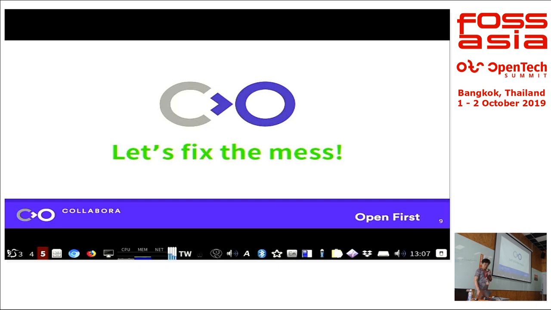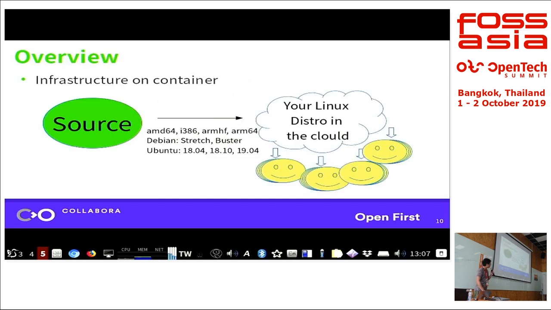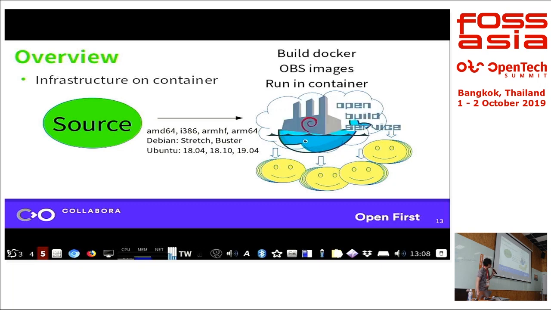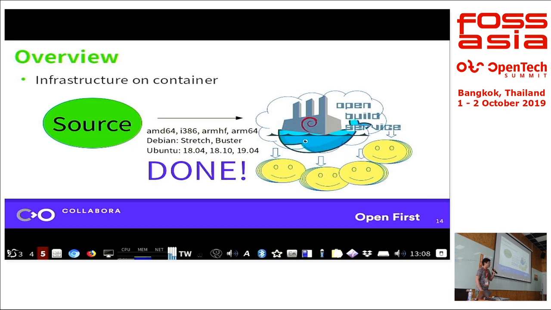We found a solution from openSUSE, which developed this kind of software. It's called the Open Build Service. So you can just choose one of your favorite distributions for the cloud, and then you install Docker. I choose Debian and also install Docker. Then you run the containers, and you run OBS inside the container, and done. Everything that was manual work will be done automatically by the container with the OBS infrastructure.